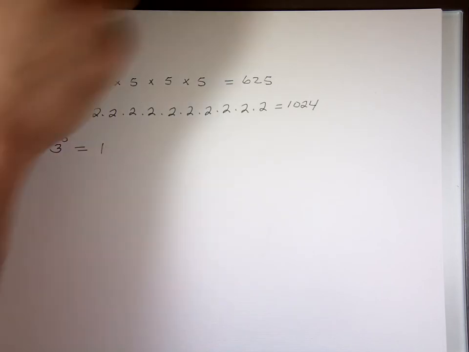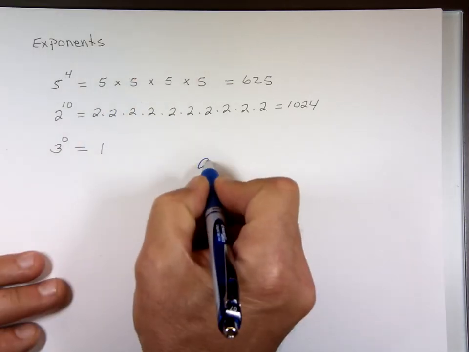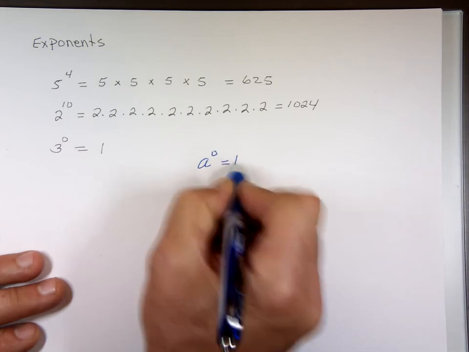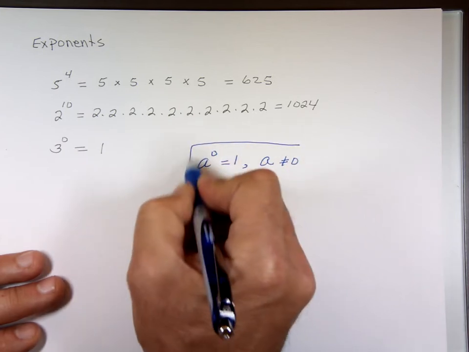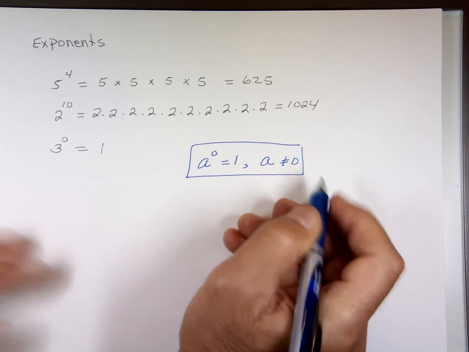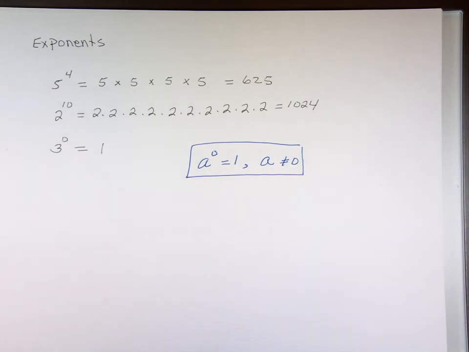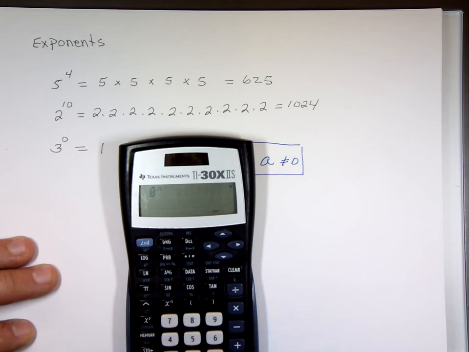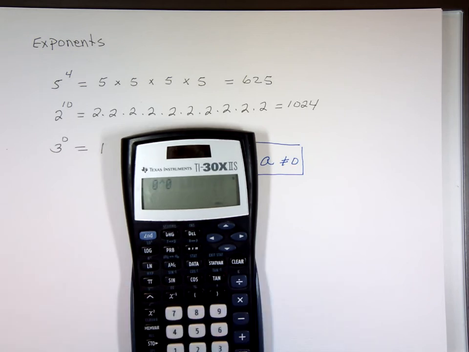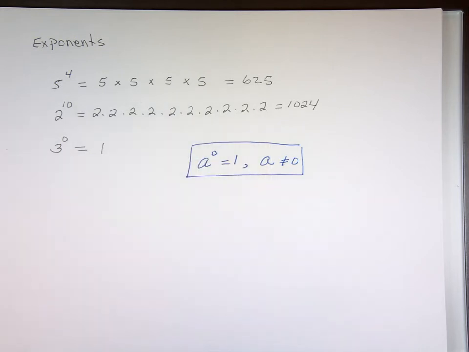Why? Because that's one of the rules. It says any number raised to the 0 power is 1 except 0. If I take this calculator and I write 0 to the 0 power, it's going to give me an error. Can you see that 0 to 0? Hit equal. It says domain error. Can't be done. But any number raised to the 0 power is 1 except 0.